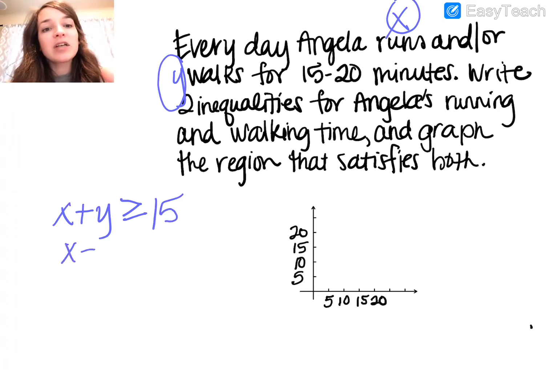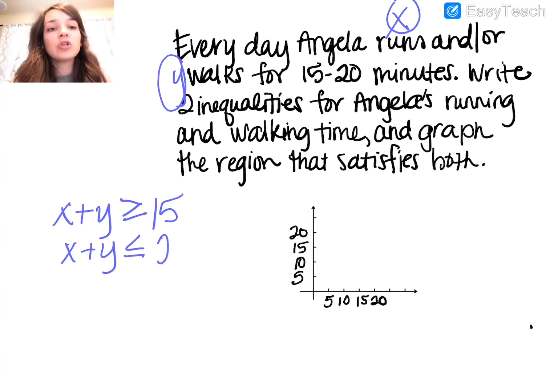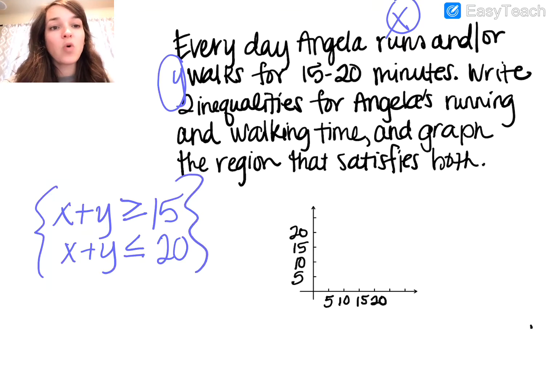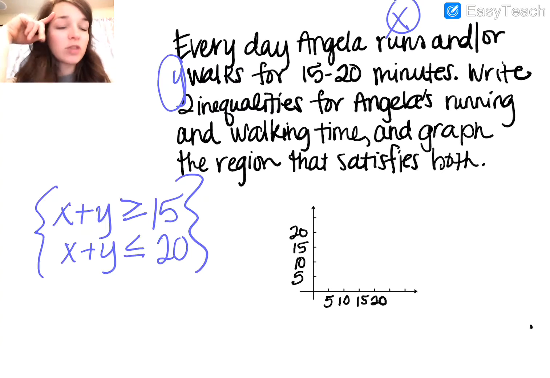And then X plus Y also could go up to 20 minutes, but it can't be more. So it has to be less than, or it could be equal to 20 minutes. So these are our two inequalities here, okay? So we would graph them separately. So let's start with the top one.